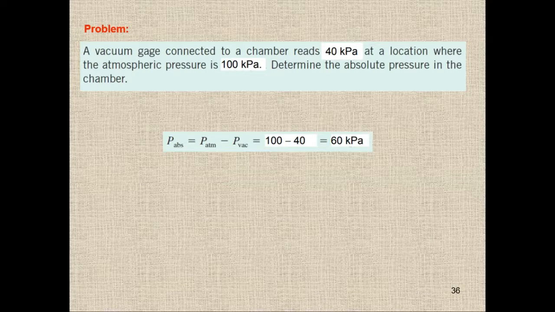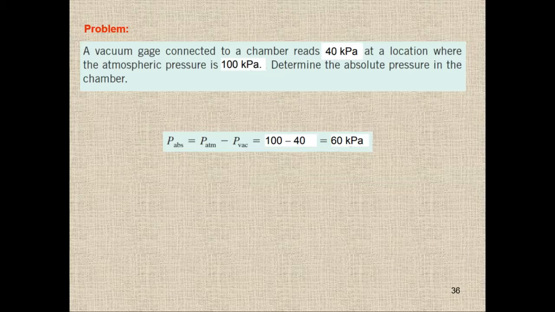In this question, if I remove this word, vacuum, it will be a gauge connected to a chamber that reads 40 kilopascal. If it is not mentioned that it is a vacuum gauge, then the gauge will read gauge pressure. For that case, the absolute pressure will be 100 plus 40 kilopascal, since P absolute equals P atmosphere plus P gauge, and you will get 140 kilopascal. So be careful and please check whether you are given a vacuum gauge or only a gauge. A gauge will read the gauge pressure while a vacuum gauge will read the vacuum pressure.